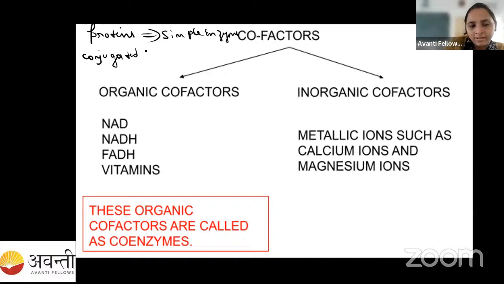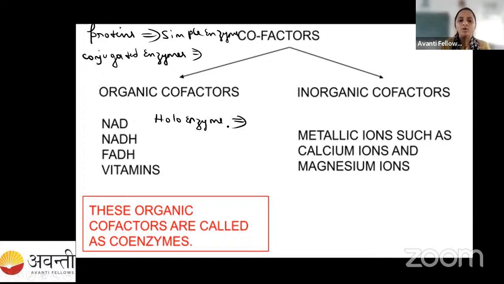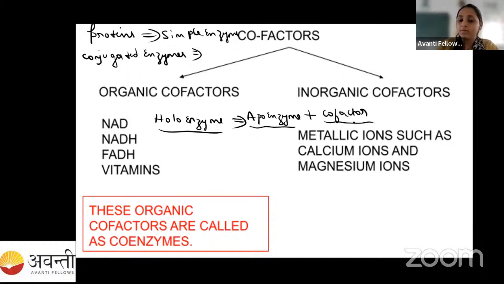Conjugated enzymes, right? See here. For example, if you talk about the conjugated enzyme, the holoenzyme. What do you mean by holoenzyme, students? The complete enzyme, we call it a holoenzyme, right? This holoenzyme has two parts. One is the apoenzyme part, and the other we call the cofactor. So the holoenzyme contains the apoenzyme plus cofactor. That we call the holoenzyme.